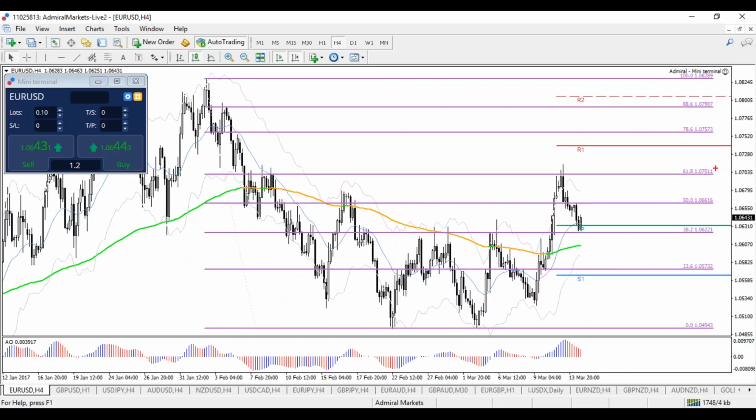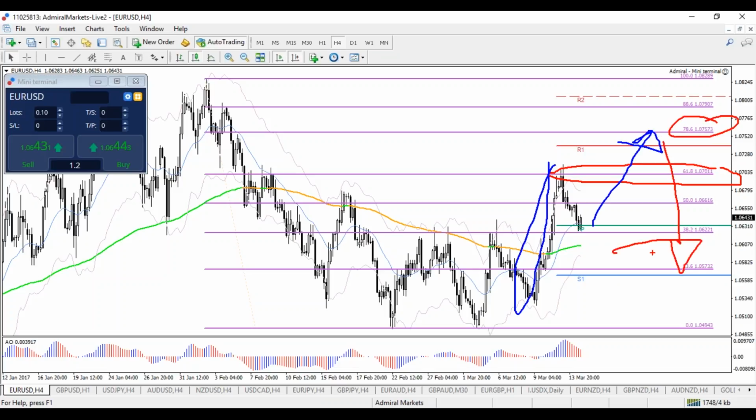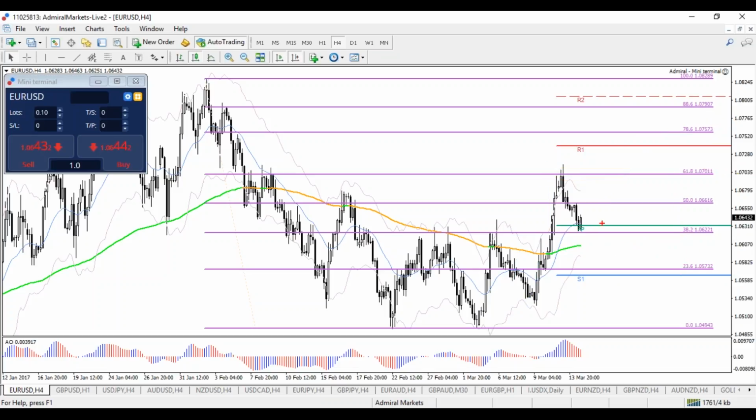But this is the main fib. This 61.8 fib has provided a bounce already, has provided resistance. But considering the strength of momentum here, I'm curious to see if we can get that push to the 78.6 fib and the turn at the 78.6 fib. But if price does not respect this pivot point and the 50 fib here, then we might not get up to this fib.